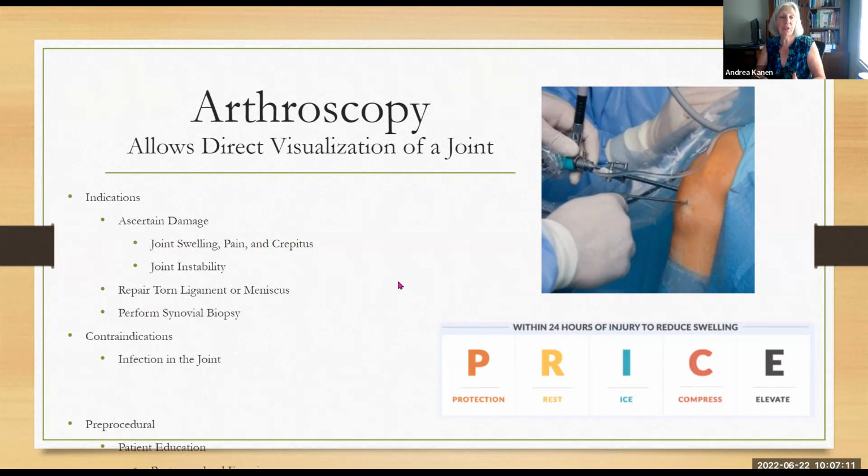So times that this would be contraindicated would be if there is any kind of damage or infection in the joint. So if you have sepsis of the joint, we're not going to go in there and do that.